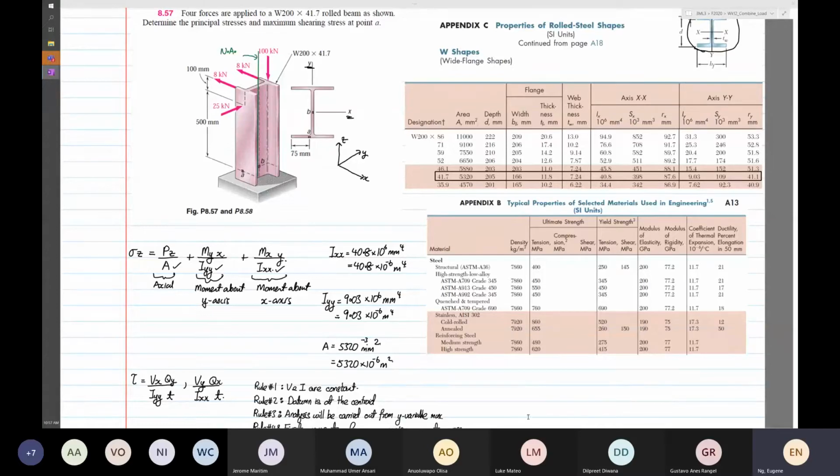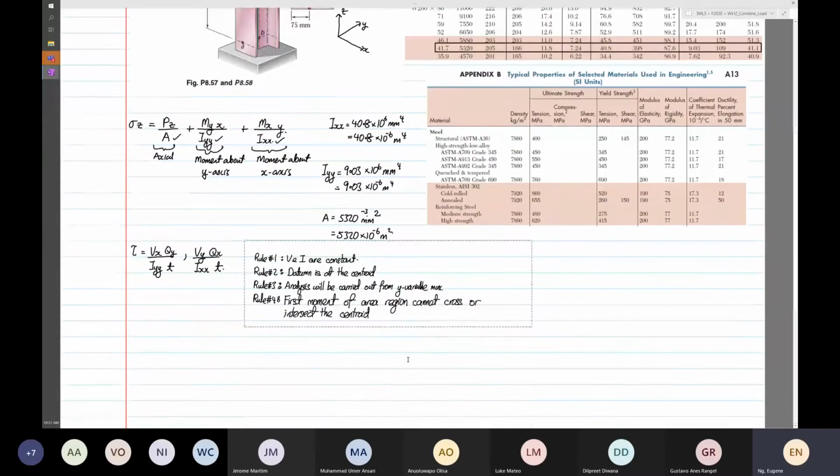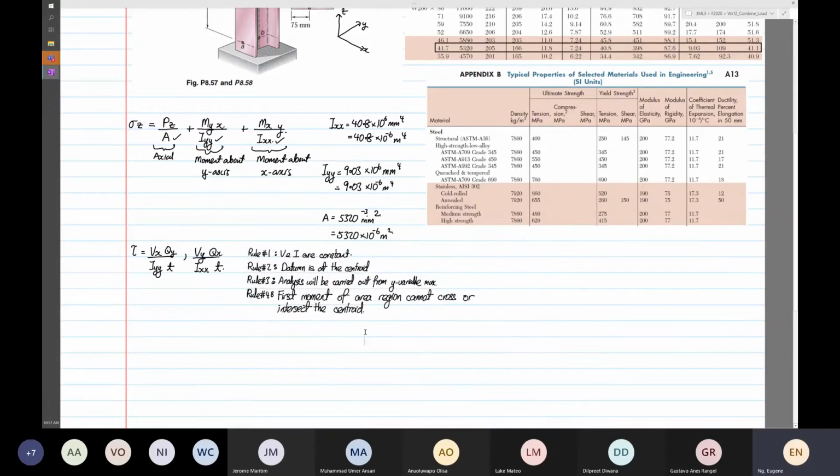Just to recap some of your memories. It's an open book, open discussion exam. Not open discussion, but I can't catch you if you do discuss. So rule 1, rule 2, rule 3. You need to get all this information ready. Then you can tackle a problem like this.